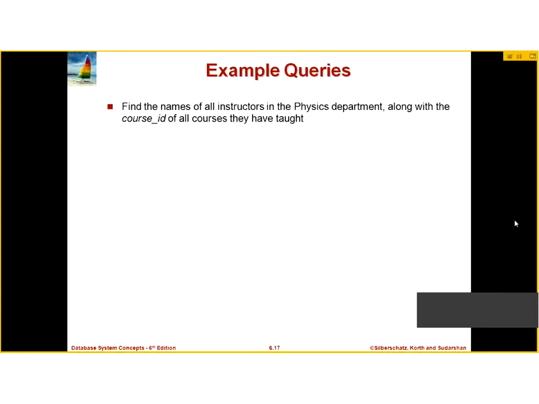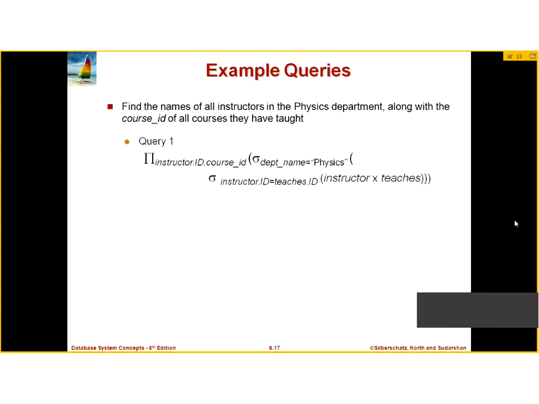Similarly, the query can be: find the name of all instructors in the physics department along with the course ID of all the courses they have taught. This sounds complex initially, but if you read it from the inner one, you will see that first of all you are combining two relations, instructor and teaches, because you are interested in the teaching details as well. When you make the Cartesian product of instructor and teaches, all the details are recorded. Now you can see where instructor ID is equal to teacher's ID.